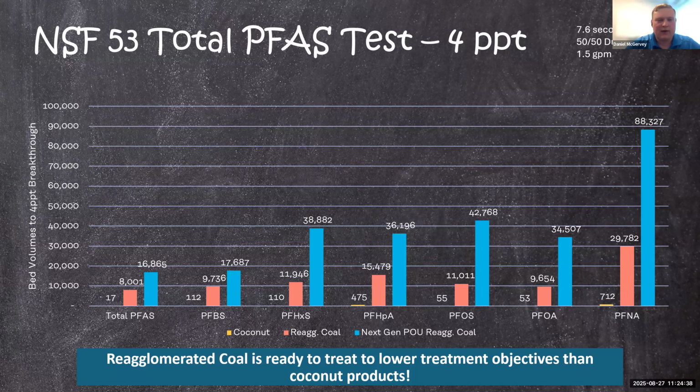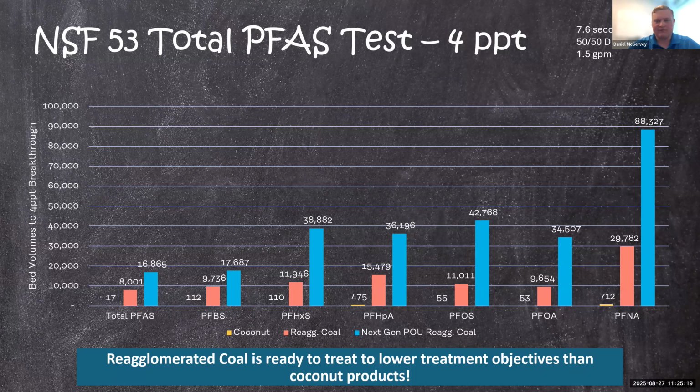Again, the coconut is in yellow. You don't really see much of the yellow because it doesn't perform well compared to the reagglomerated coals or the next-gen POU reagglomerated coal. So it's pretty immediate breakthrough with the coconut. And again, about 2 times the performance with the next-gen POU coal for total PFAS, and sometimes better or around the same performance for the specific compounds. But in all cases, that optimized next-gen POU coal is performing even better than the bituminous reagglomerated coal itself.